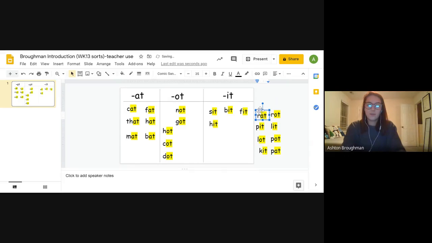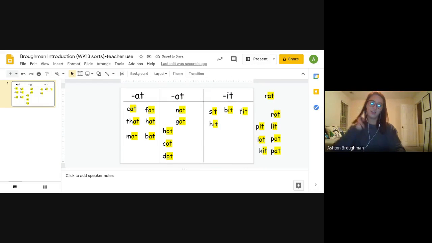Let's do this one. What letter does that word start with? Good. That word starts with the letter R. And what sound does the letter R make? R. Yes. And then here's that AT. What sound does AT make? At. Good. R, at. R, at.